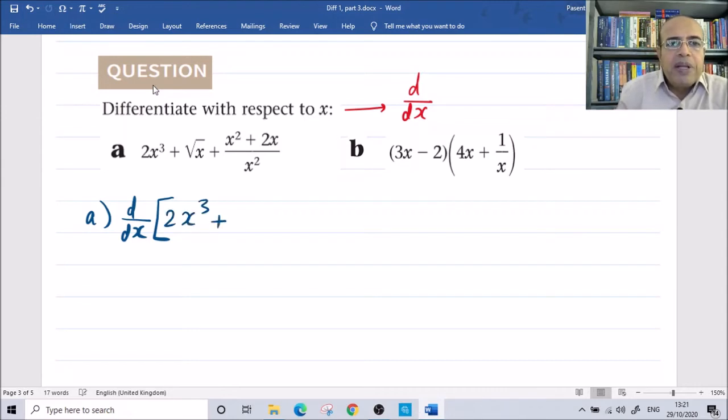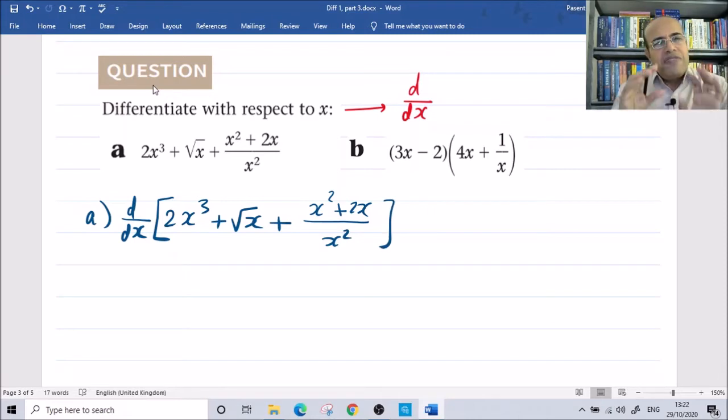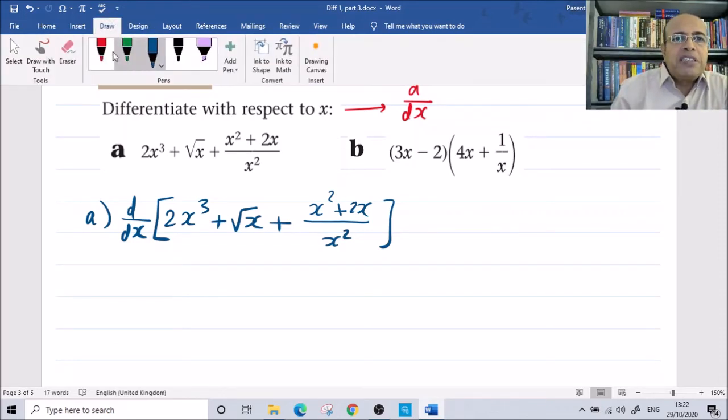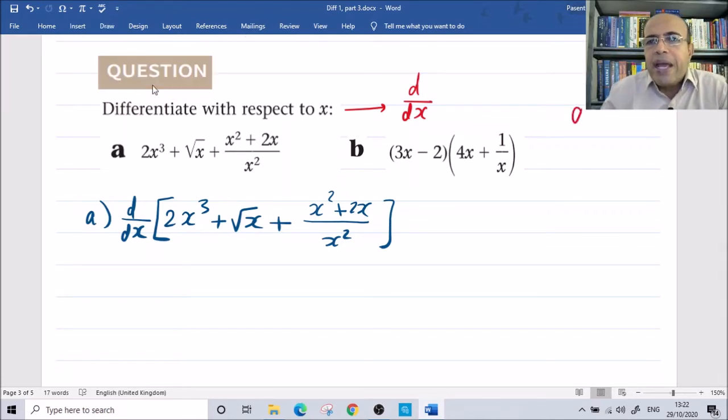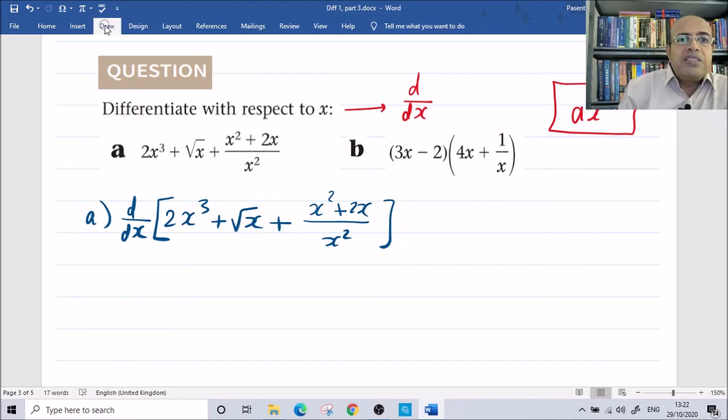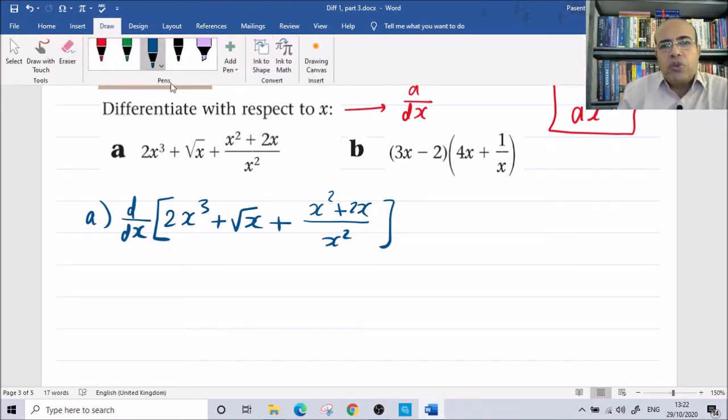We differentiate this function, which is 2x cubed plus square root of x plus x squared plus 2x over x squared. First, we simplify. Second, differentiate. How to simplify? The function must be written in this form, a x to the power n. This is the standard form.